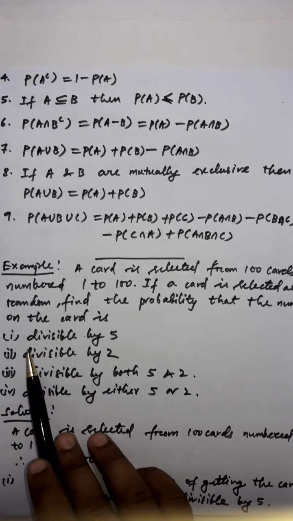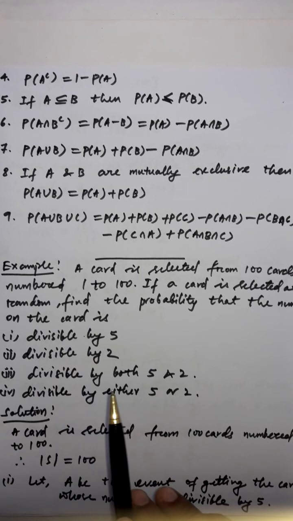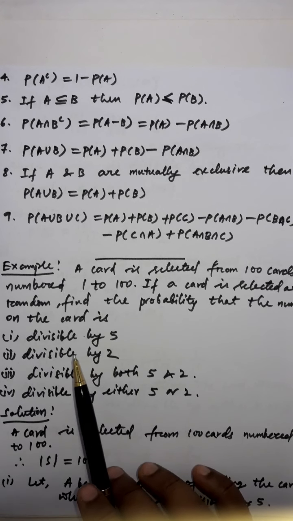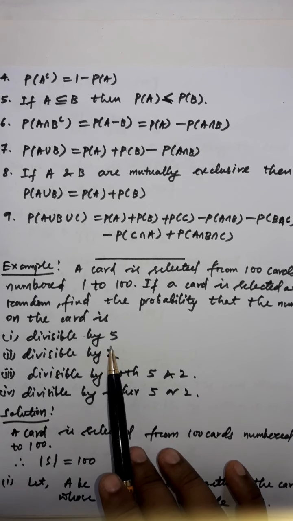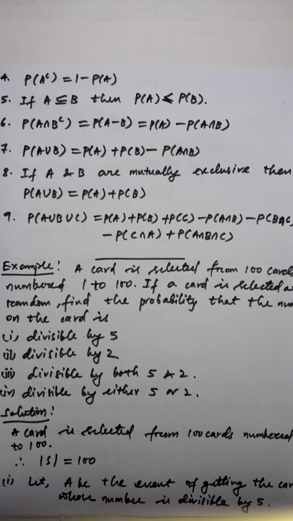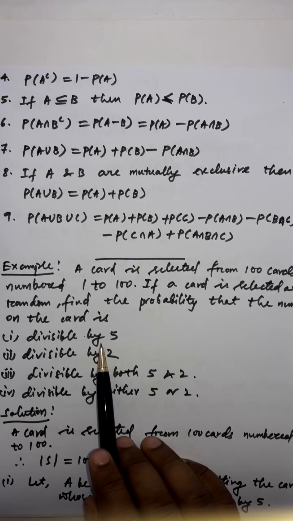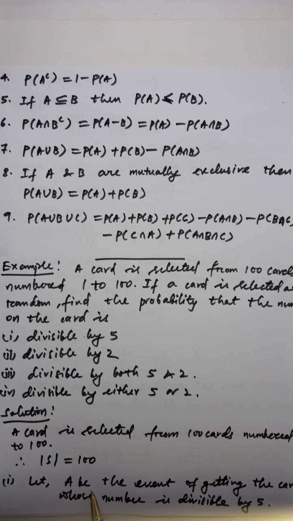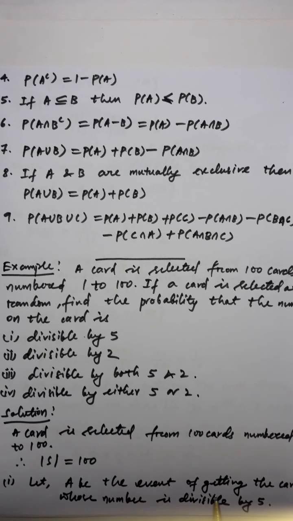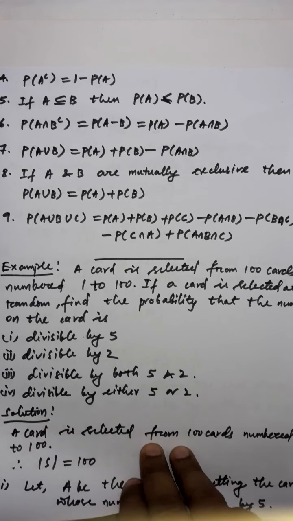Now let's move to the first part. We have to find the probability of the event of getting a card whose number printed on it is divisible by 5. So first of all, let's name this event. Let A, capital A, be the event of getting the card whose number printed on it is divisible by 5.